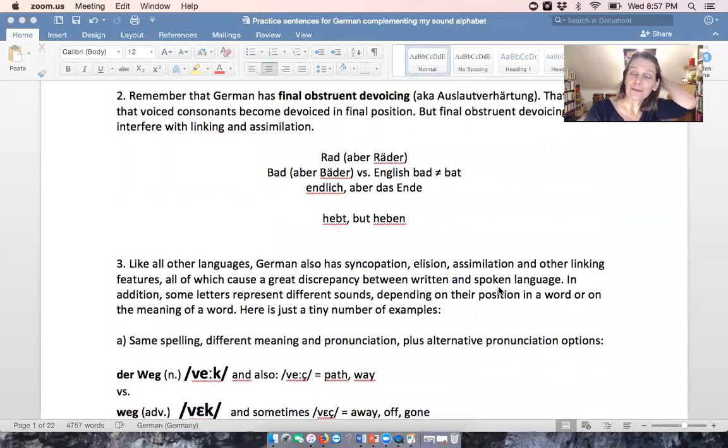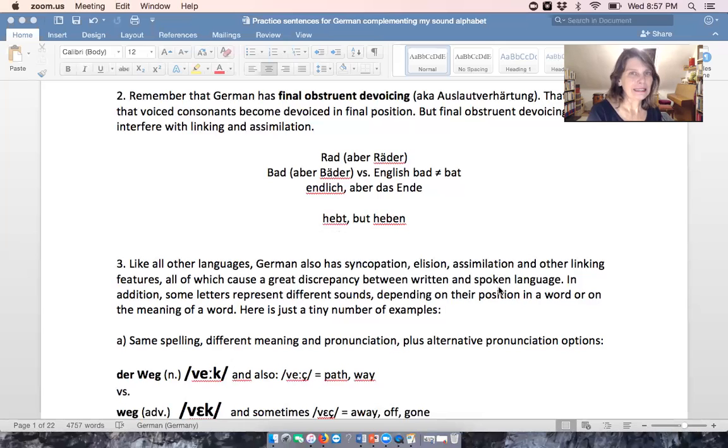Okay, so as you have already noticed, there is a discrepancy between spelling and pronunciation. Before I started teaching German, I thought, well, there's this huge discrepancy between spelling and pronunciation in English, but German isn't so bad, or actually it's pretty phonetic. And boy, was I in for a surprise when I started teaching German.